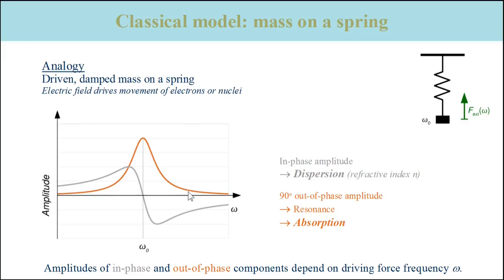We will return to the orange curve shortly, but summarize the main conclusion so far. The simple mass on a spring model describes the interaction between electromagnetic radiation and atoms or molecules. In particular, the 90 degrees out of phase movement shows a resonance phenomenon that we also find when electromagnetic radiation is absorbed by atoms or molecules.